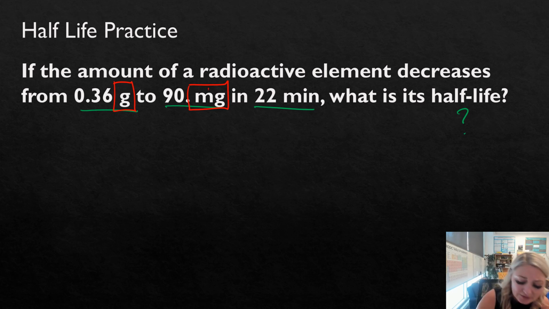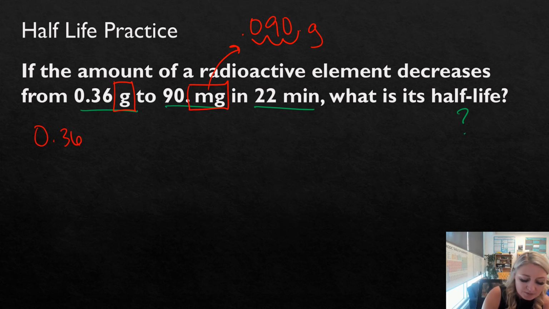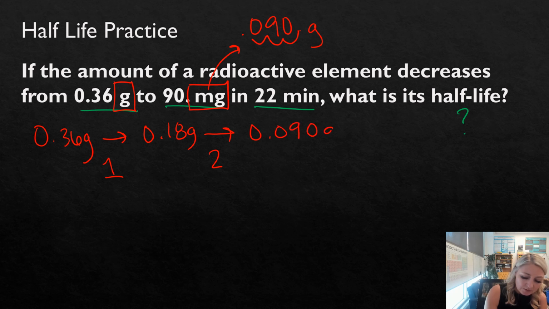So I'm going to go ahead and convert this to grams. So I'm going to move the decimal 3 to the left or divide by 1,000. 1, 2, 3. So this is actually 0.090 grams. So now I'm ready, since we're in the same unit, to start dividing by 2. My first half-life gives me 0.18 grams. Divide by 2 again, it's my second half-life, you get 0.090 grams. Winner, winner, chicken dinner, we've made it.